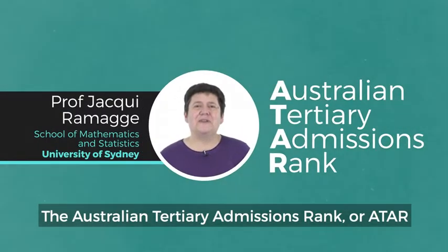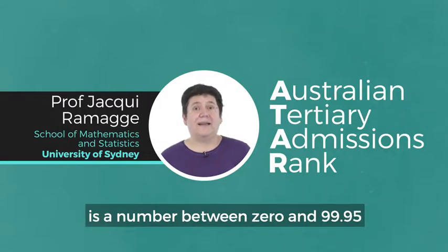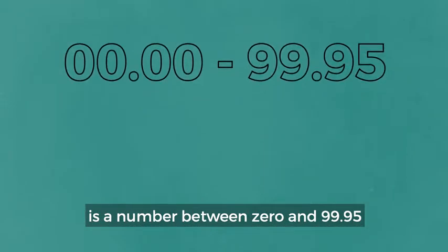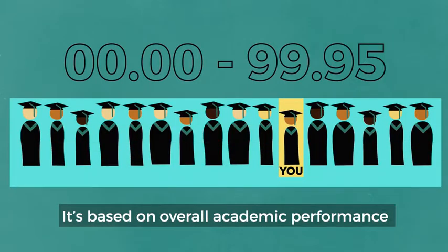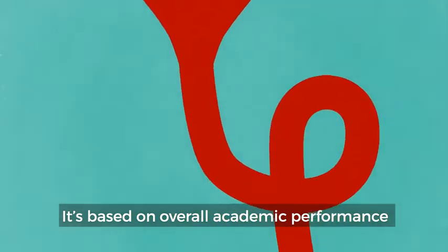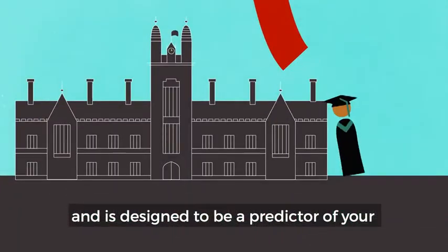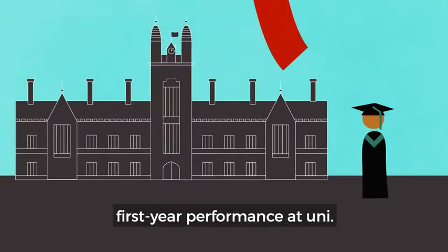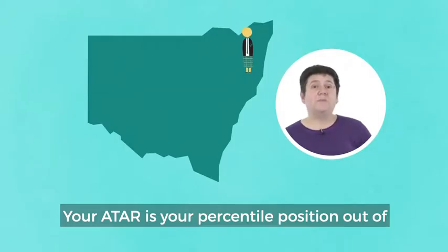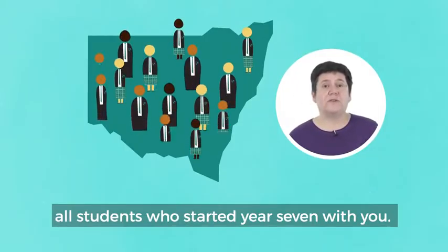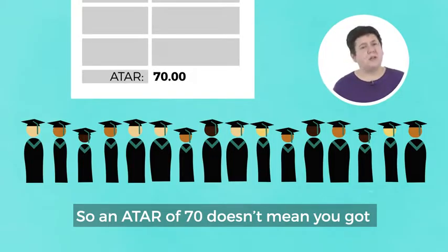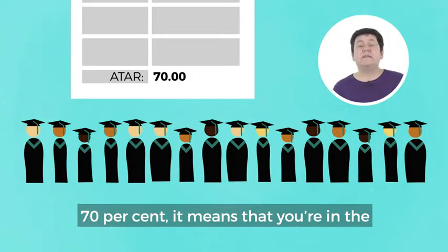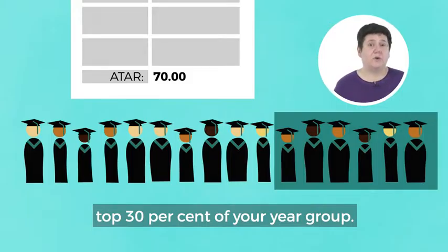The Australian Tertiary Admissions Rank, or ATAR, is a number between 0 and 99.95 that tells you where you rank in your year group. It's based on overall academic performance and is designed to be a predictor of your first-year performance at uni. Your ATAR is your percentile position out of all students who started Year 7 with you. So an ATAR of 70 doesn't mean you got 70%.